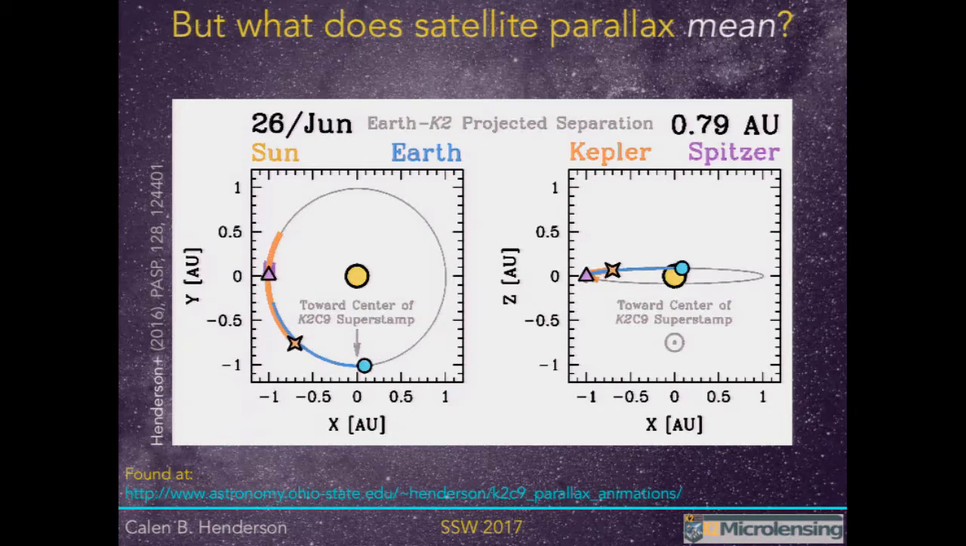In these units, the bulge would be x equals 0, y equals minus 1.7 billion. And on the right panel, we've just basically rotated it 90 degrees. And so here you can get a more visually apparent idea of what this projected separation is. It's exactly this distance as looking from the center of the superstamp.